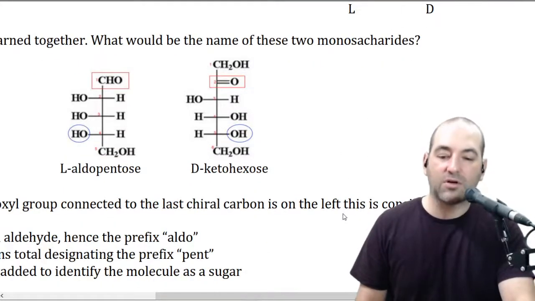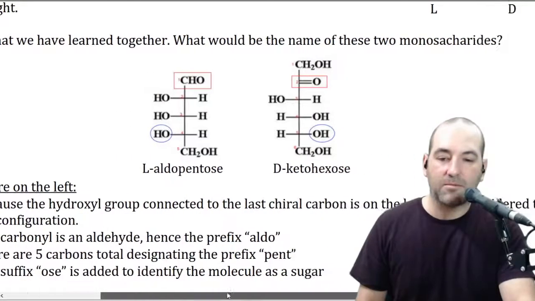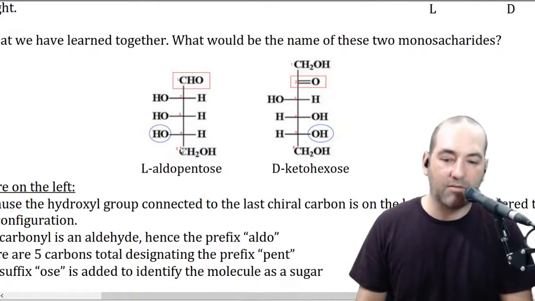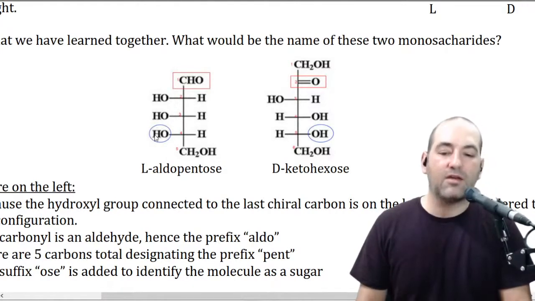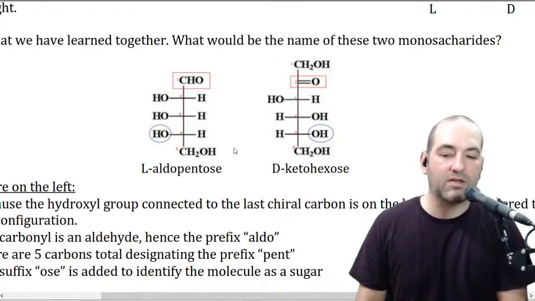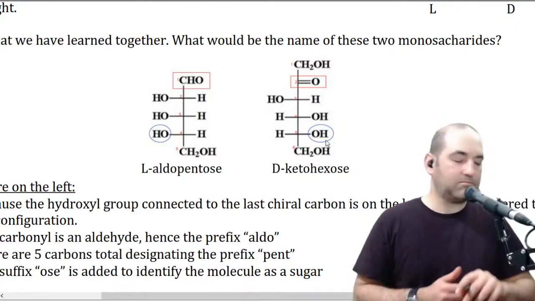So to sum all that up, we can talk about the functional group, we can talk about the number of carbons, and we can talk about the absolute stereochemistry, L or D, based only on that bottom carbon's stereochemistry. So whether the OH is on the left or the right.